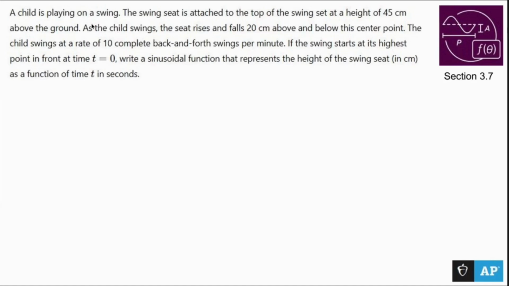A child is playing on a swing. The swing seat is attached to the top of the swing set at a height of 45 centimeters above the ground. As the child swings, the seat rises and falls 20 centimeters above and below this center point. The child swings at a rate of 10 complete back and forth swings per minute.